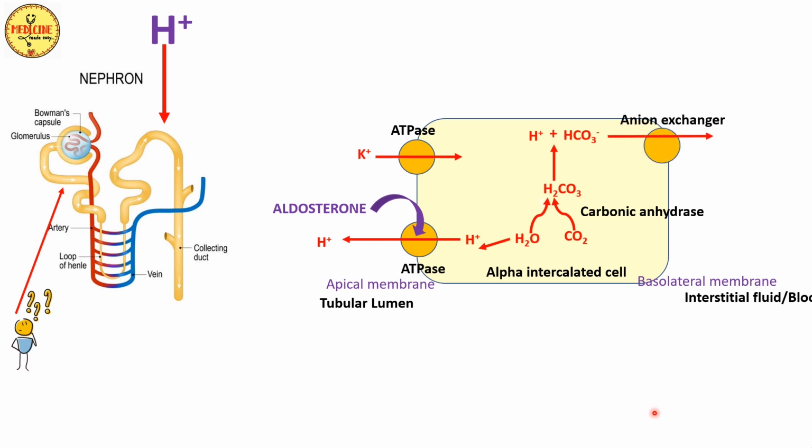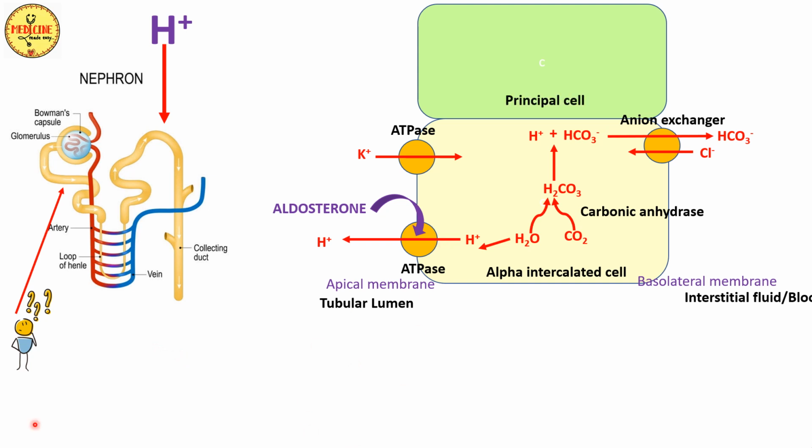This bicarbonate is then secreted out of the cells, or moves out of the cells via the basolateral membrane into the blood or interstitial fluid, and this is in exchange for an anion, chloride, which is reabsorbed into the cell. So I hope it's clear that the mechanism occurring at the alpha intercalated cells of the collecting tubule for H+ homeostasis is mainly an active secretion of hydrogen ions out of the cells.